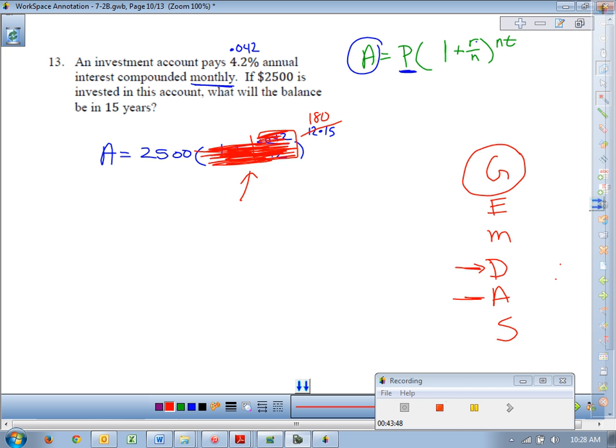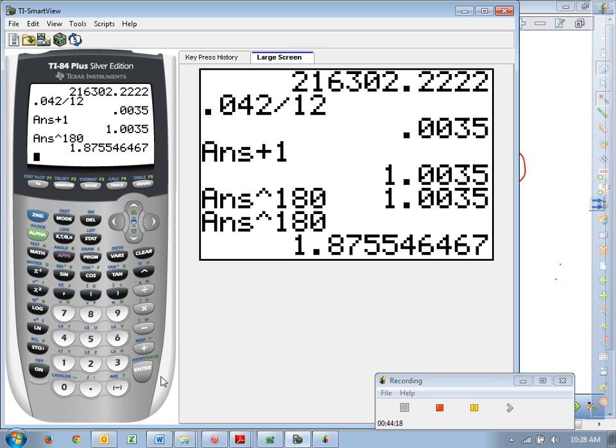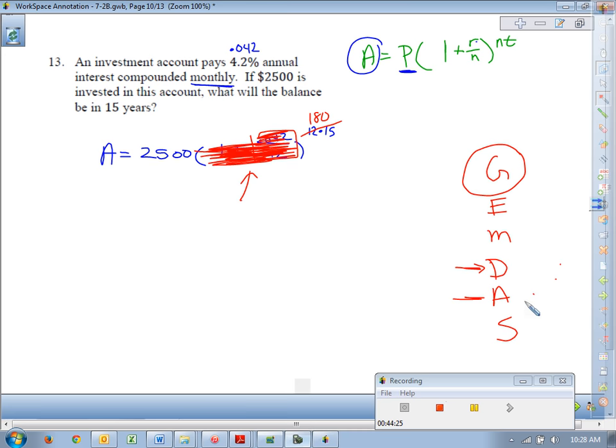To be done first, according to the order of operations, the exponent or the multiplication? The exponent. We need to take this number and raise it to the 180th power. Didn't our money get compounded 180 total times over that 15 years? Because it was 12 times a year for 15 years, so it happened 180 times. So over all of that spiel, we just earned that as a base. Cool? Now let's take it times 2,500. Oops, my bad.